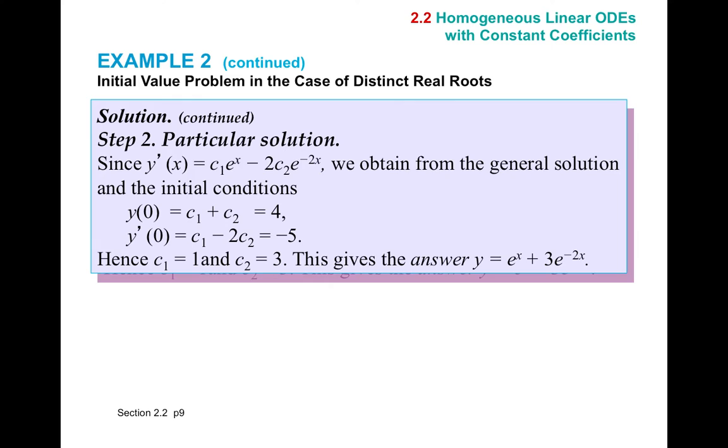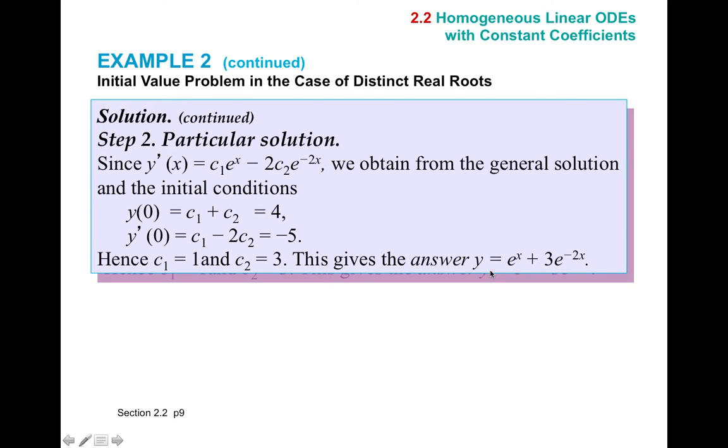We have two boundary values given. We have one on y at 0, which is 4, and we have one on y prime at 0, which is minus 5. So we put in 0 for x into y and its first derivative, generating these two equations, and when we do that, we get two constants. C1 is 1 and C2 is 3. We plug that back into the solution, getting the constants substituted in, and this would be our final solution for y.